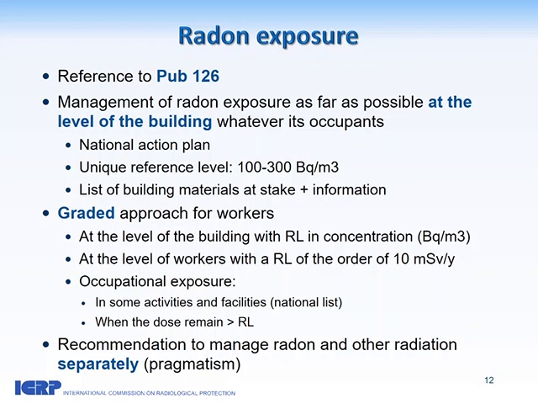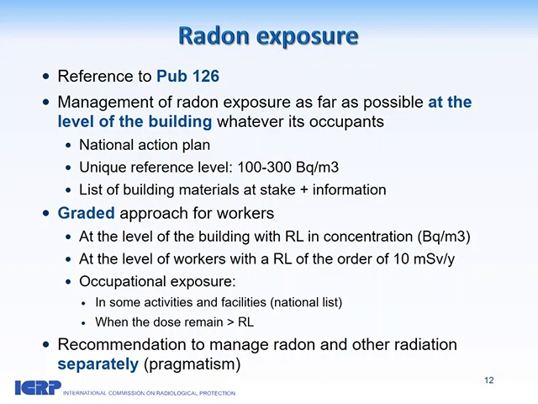Then we have a graded approach. As far as workers are concerned, the first step of the graded approach is to manage radon exposure at the level of the building as said previously, using the reference level selected in concentration, in becquerel per cubic meter. If we cannot maintain the concentration below the reference level, then we can use the reference level set in dose, and it is recommended to use a value of the order of 10 millisieverts per year.